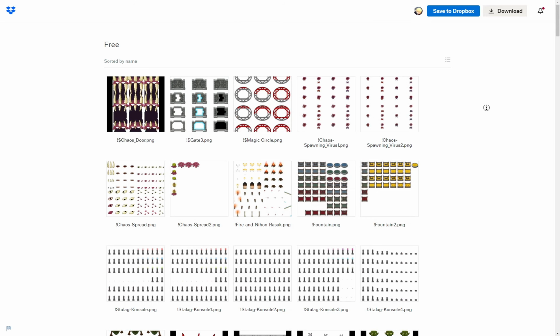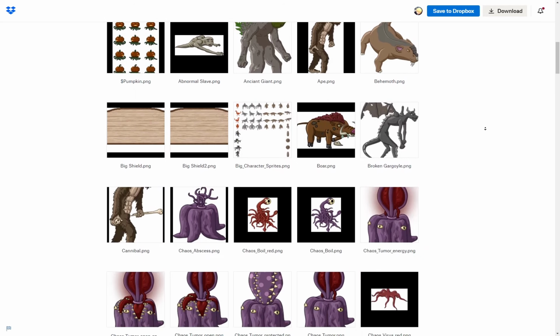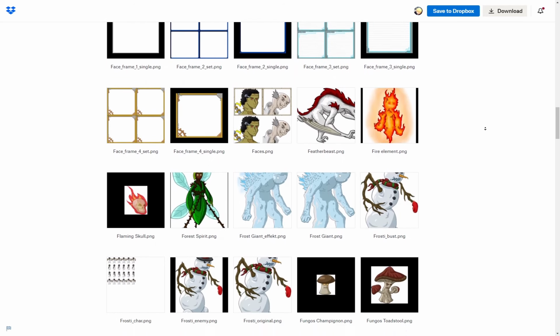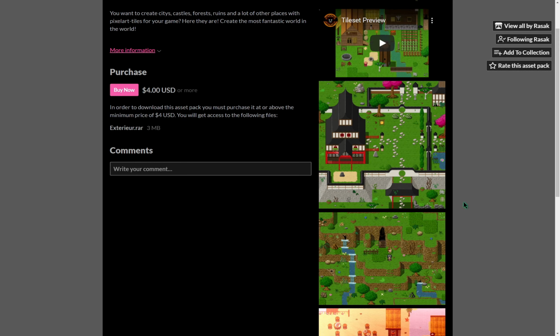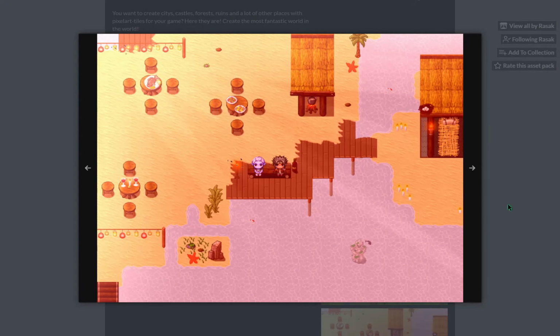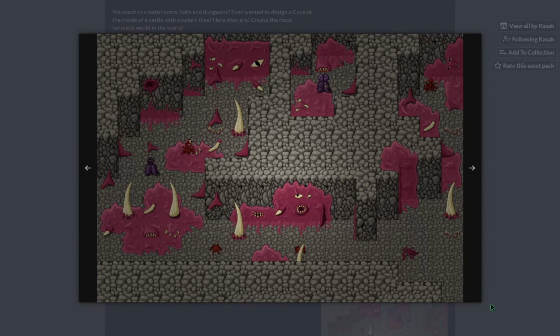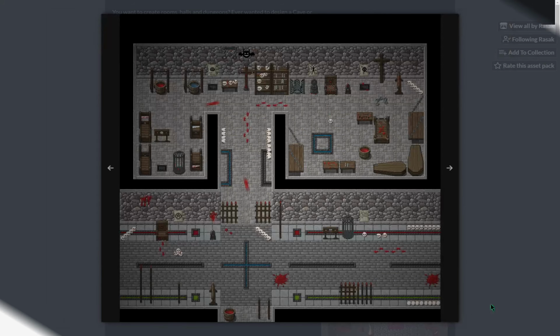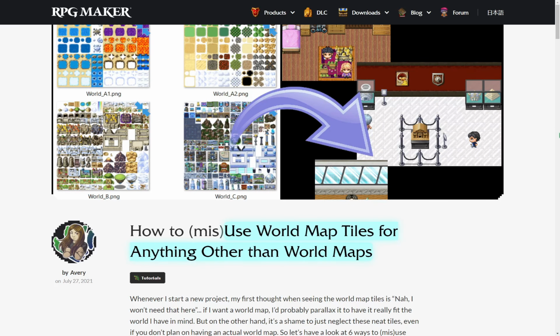A collection of sprites, battlers, and Tilesets by Rasak. And two Tileset packs by Rasak, one for exterior and another for interiors. And lastly, an article tutorial by Every on how to use overworld tiles on normal maps.